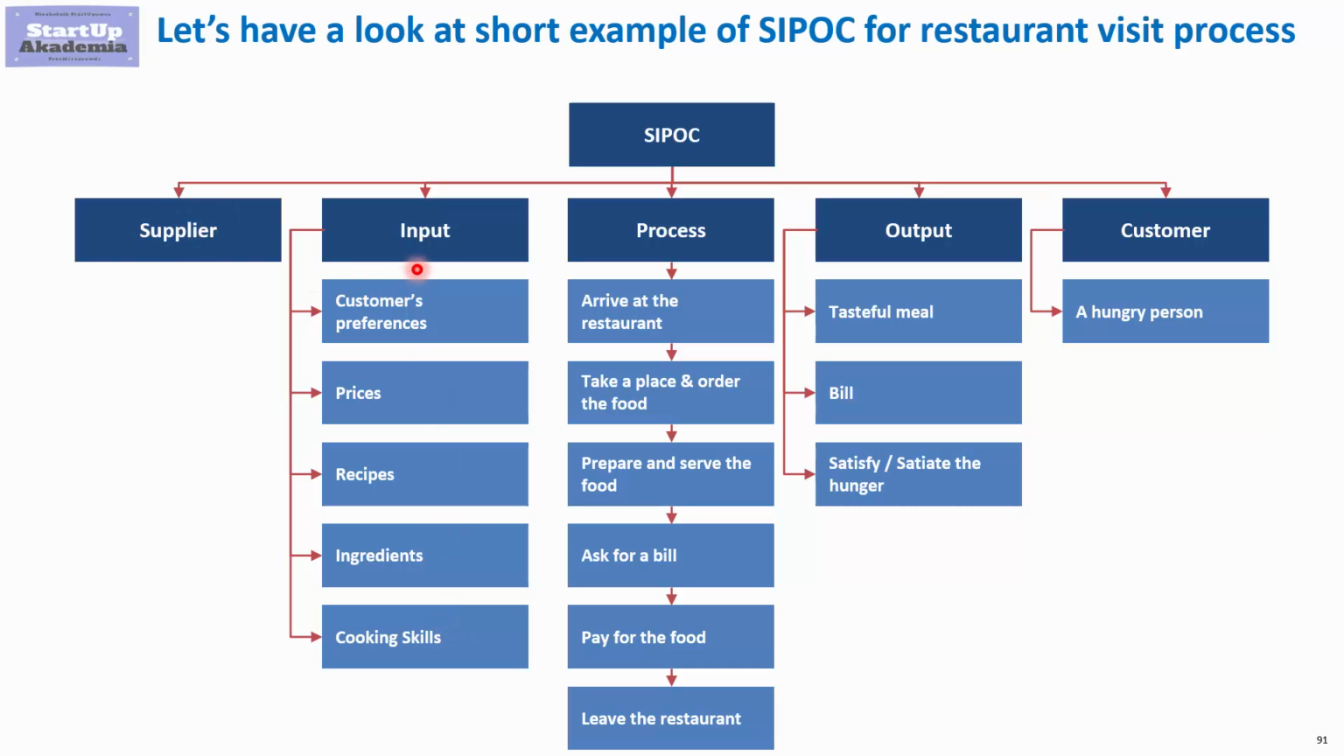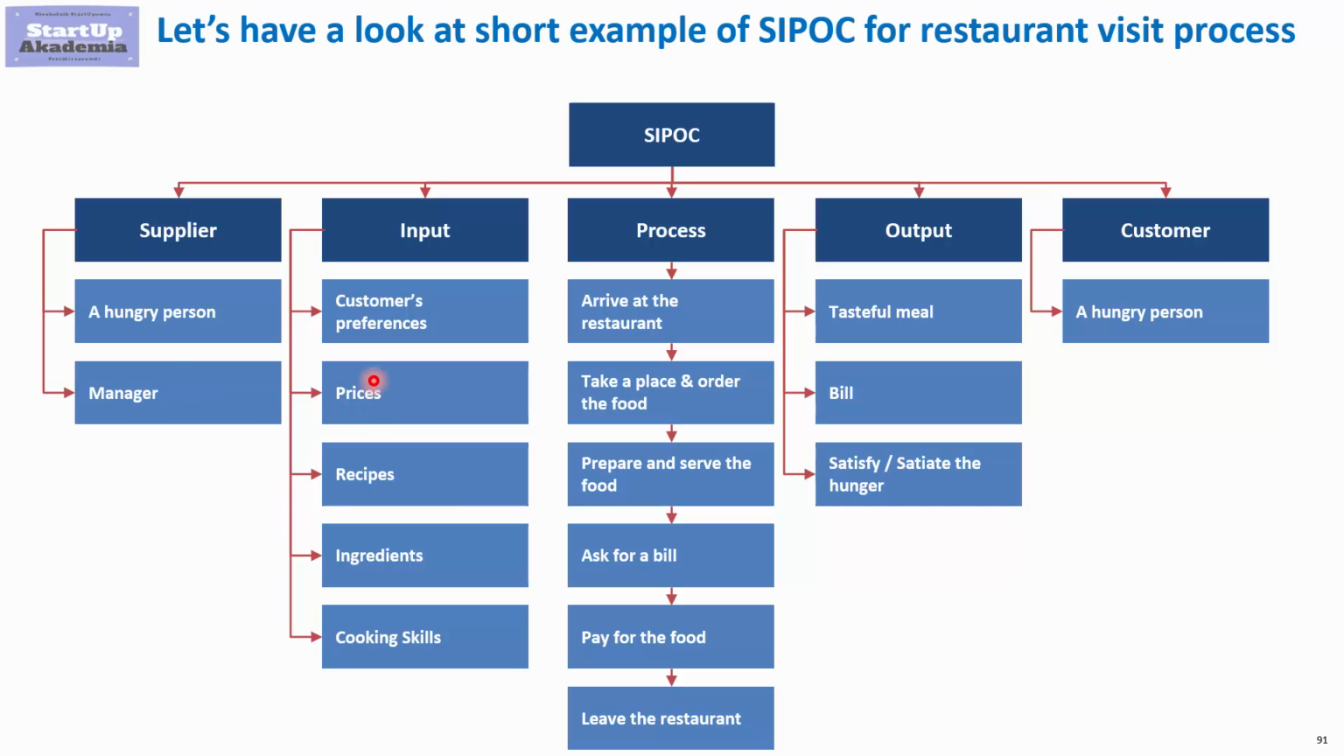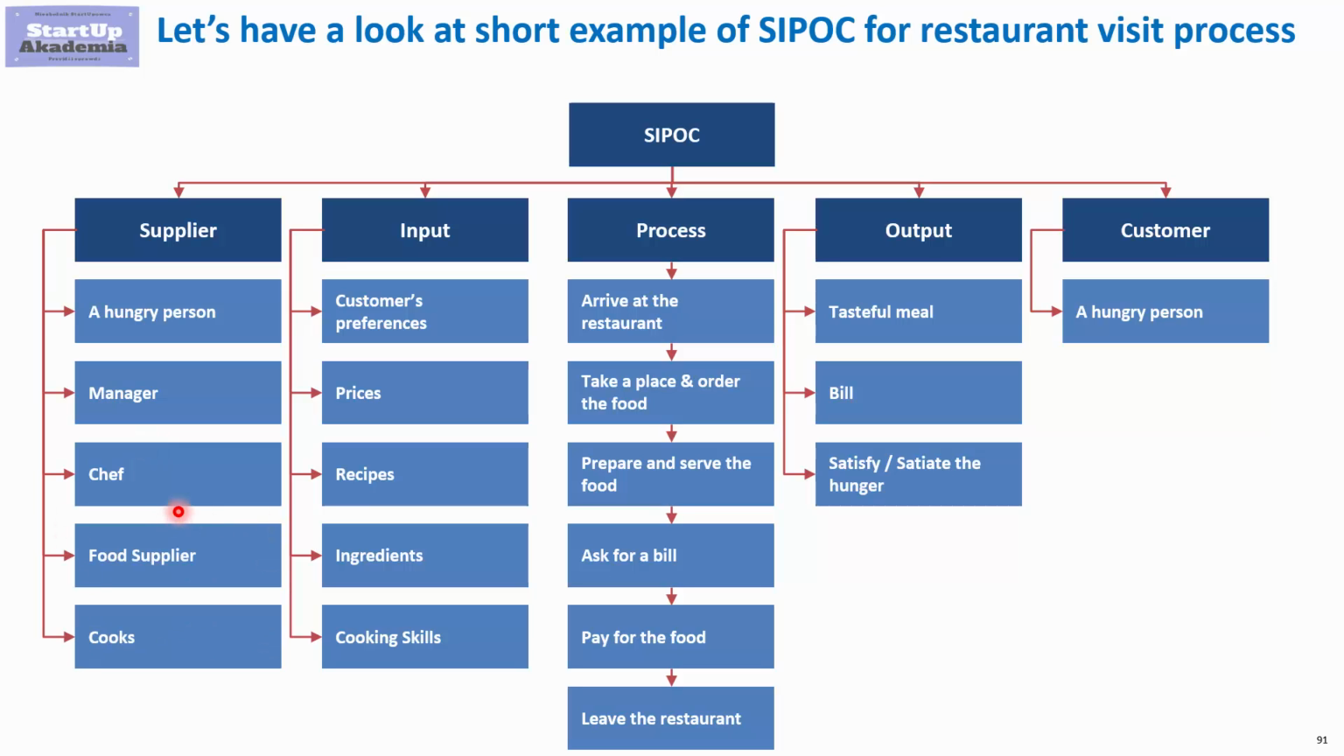As in the previous case, we'll try to identify the suppliers of each and every input. So customer preferences are delivered by the hungry person. Then the prices are set by the manager. The chef defines the recipe. Ingredients are delivered by the food supplier. And finally, cooking skills or man hours needed to prepare the food are delivered by the cooks. We could also probably put here the waiter.